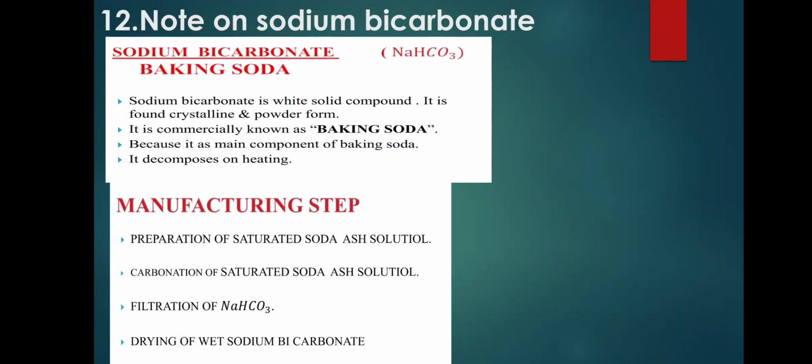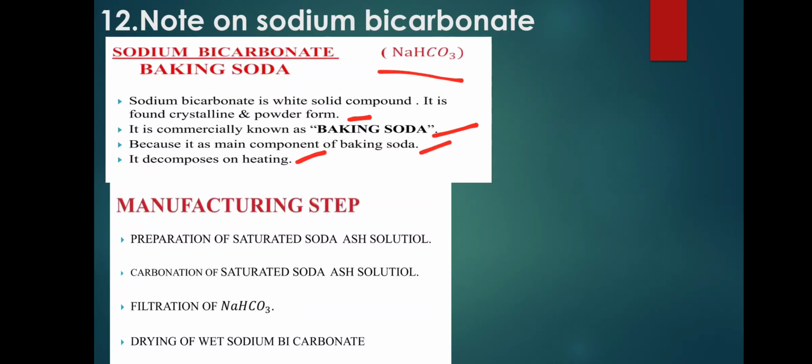Note on sodium bicarbonate. Very simple here. Sodium bicarbonate is a white solid compound and it is found in crystalline and powder form. It is also known as baking soda because it is the main component of baking soda. It decomposes on heating. You know that baking soda, sodium bicarbonate, ENO powder. That ENO is only baking soda here. Formula is NaHCO3.